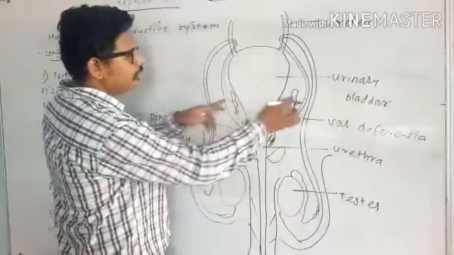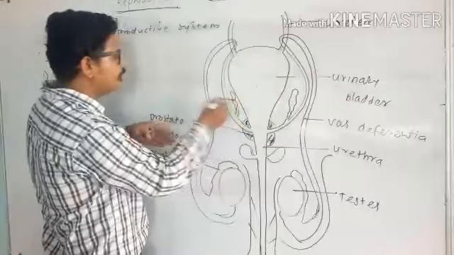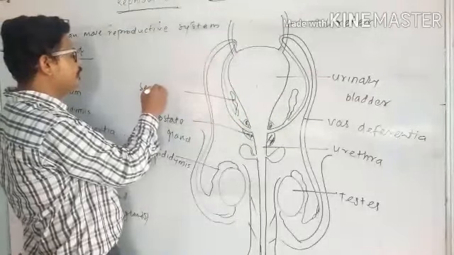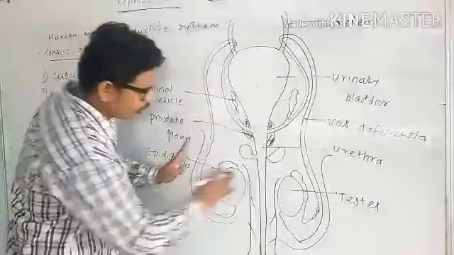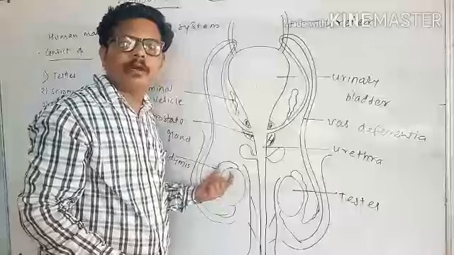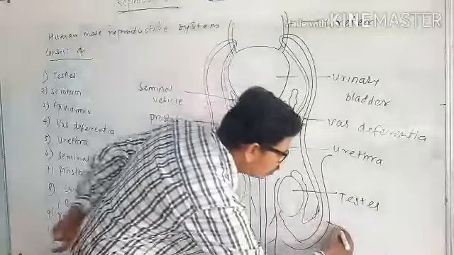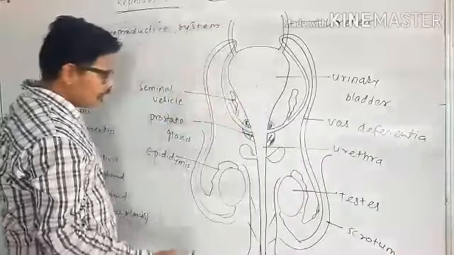Then these are the pair of glands present on the posterior side of the urinary bladder, called the seminal vesicles. These testes are covered by a sac-like pigmented pouch of skin. This pouch of skin is called the scrotum.